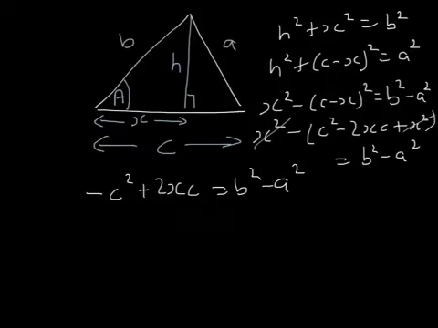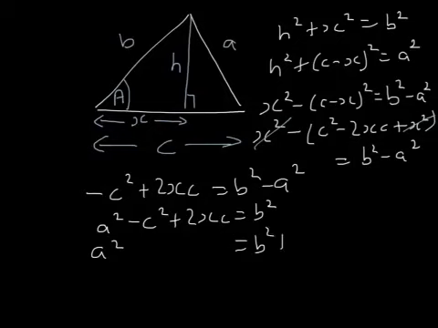Let's add a squared to both sides. Let's add c squared to both sides. And then let's take away that 2xc from both sides.